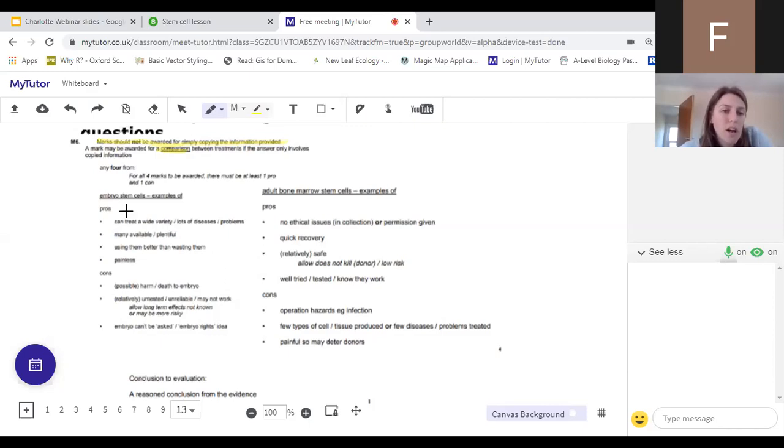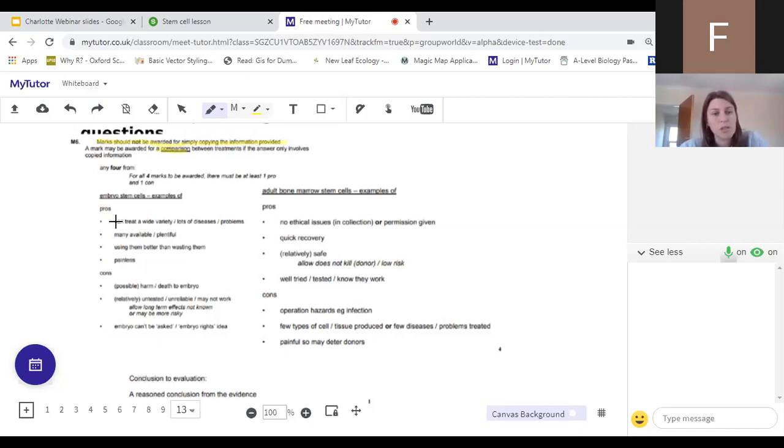So for embryo stem cells, they've got some examples of the pros. So you can use embryonic stem cells to treat a wide variety of diseases. They are generally quite available. Using them, it might be said, is better than wasting them, although there are some ethical concerns there. And it's painless to collect them.